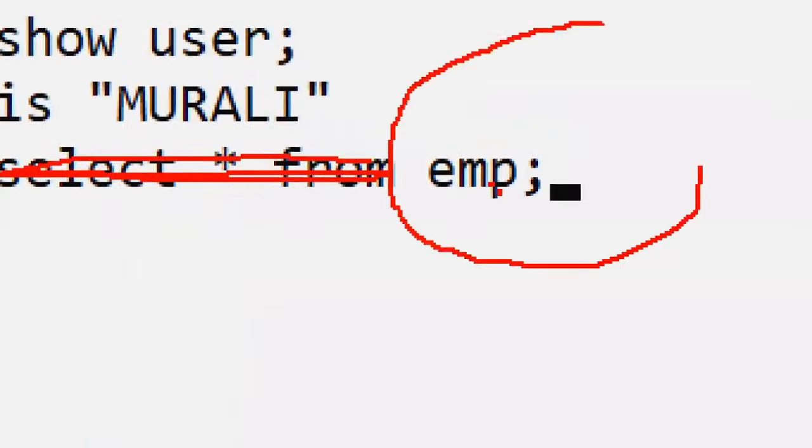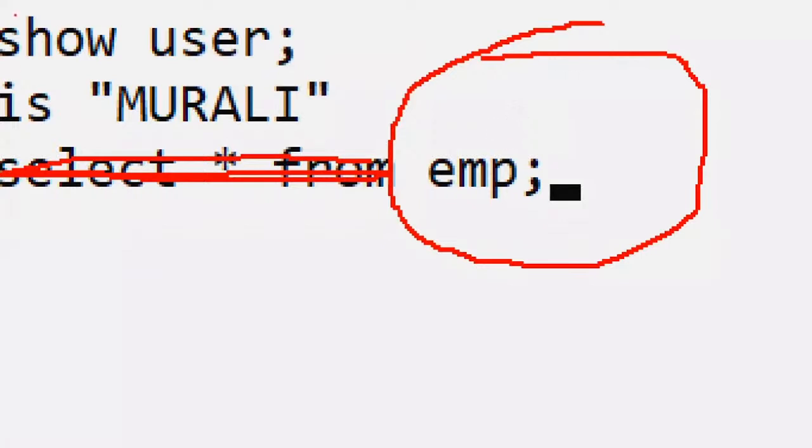They are typing only, Murali user typing only. Possible or not possible? Now, in the Murali user, is the Scott user table visible or not visible? Is the Murali user allowed to access the Scott user table? Possible, maybe not possible. Logically observe here. Possible or not possible?